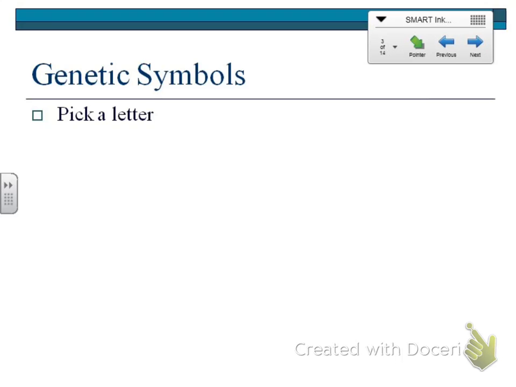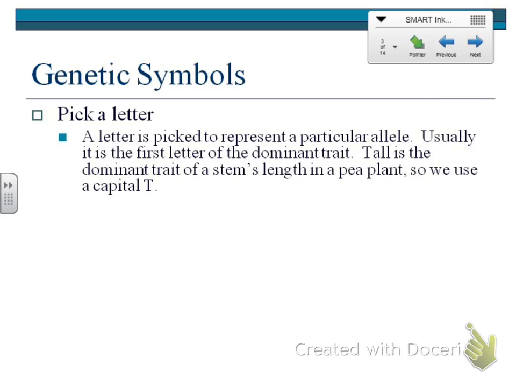Okay, so whether we're talking about tongue rolling or non-tongue rolling, whenever we do a Punnett square, we're going to use the letter T. The rule in your notes is that a letter is picked by an allele. It's usually the first letter of the dominant trait. So when we talked about pea plants, tall was dominant to short, so we choose the letter T.